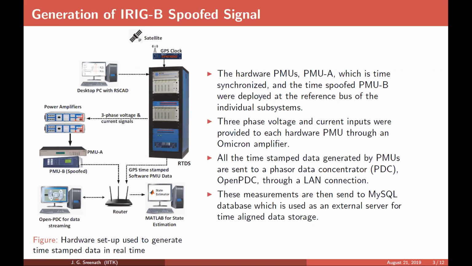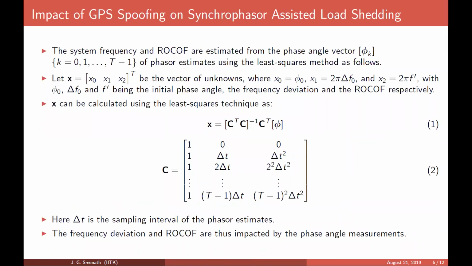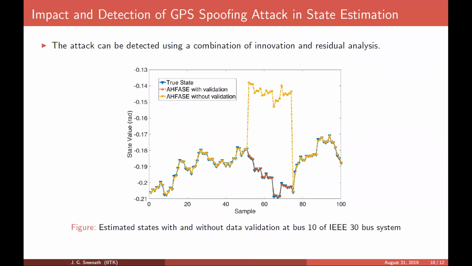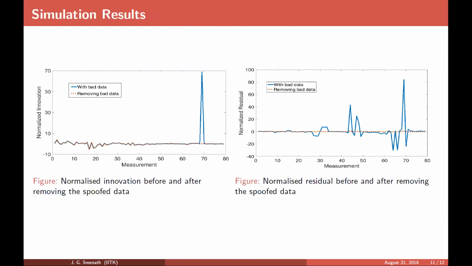Some detection algorithms have to be developed, because cybersecurity has to be implemented right at the grassroots level. So there should be some detection mechanism. For the GPS spoofing attack, we haven't considered any detection mechanism, whereas for the state estimation algorithm, we have considered a detection technique, so it can be handled quite effectively.